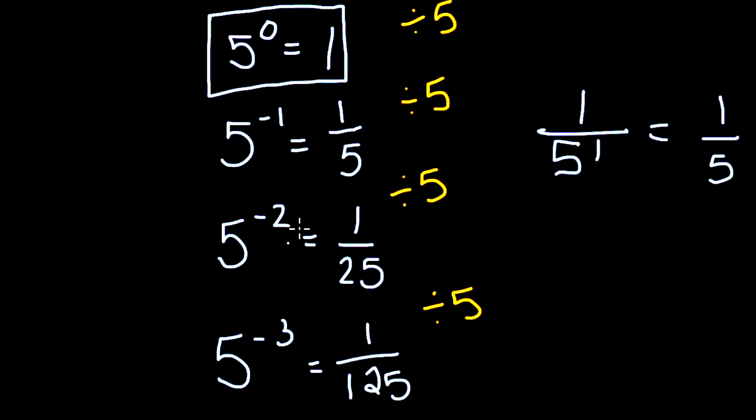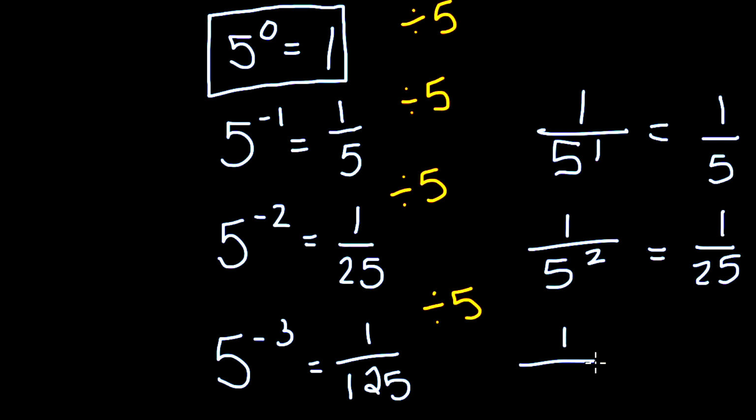Okay, 5 to the negative second. You're going to put 1 at the top, fraction bar, keep your base and your exponent, throw away the negative sign. 1 over 5 squared is the same as 1 over 25. And right here, I see a negative sign, I'm going to put a 1, fraction bar. Keep my base and my exponent, throw away the negative sign. 1 over 5 to the third is 1 over 125. So that's how you would do it in your head.